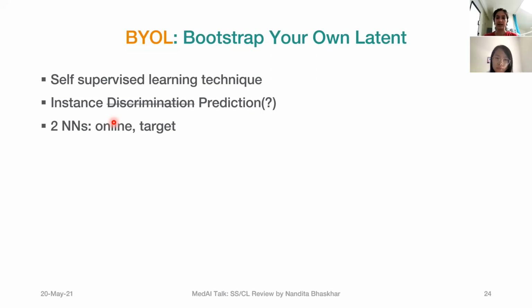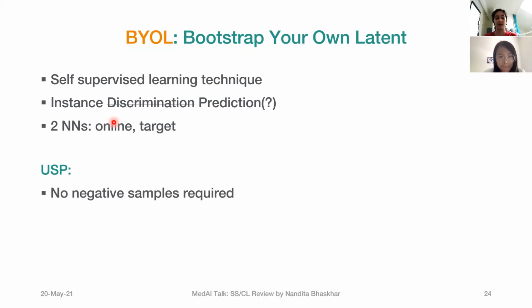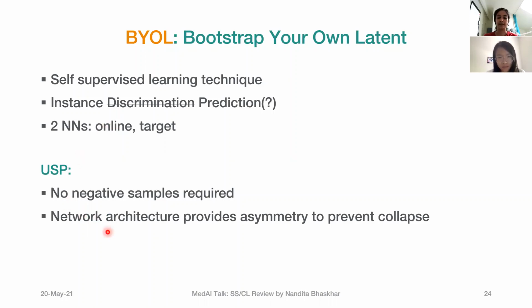So far we've been seeing only one encoder, which is being used for keys and queries or multiple views and so on. But in Bootstrap Your Own Latent, you're actually having 2 encoders that are different. The unique selling point is that no negative samples are required. Because there is no requirement of negative samples, you do not need such large batch sizes to prevent collapse. What prevents collapse is actually the network architecture, which provides asymmetry. They also introduced this prediction head, which is required in the network architecture. I'll be talking about that next.